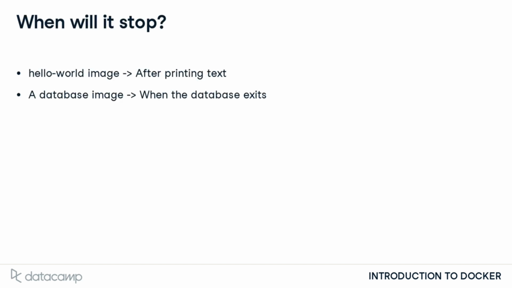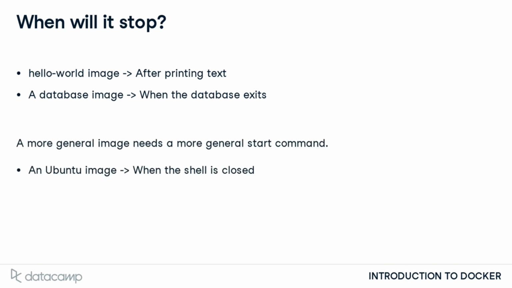With the CMD instruction, we set a shell command to run when a container is started from the image. The container will stay running until the shell command exits. The Hello World image only prints text and exits right after doing so. An image that starts a database, by default, will stop if the database is stopped or crashes. The more general the use case of the image, the more flexible the start command should be. For example, if we make a general usage Ubuntu image, simply opening a shell would make sense as a start command. The image will then exit when the user exits the shell.